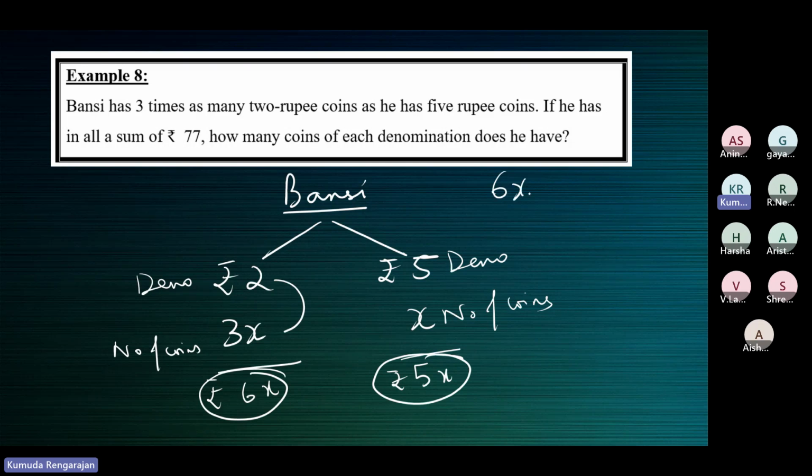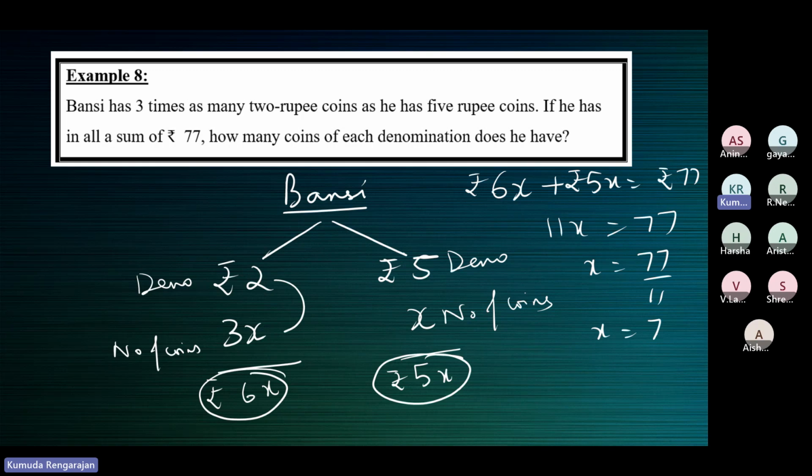So 6x rupees plus rupees 5x is equal to rupees 77, which means 11x is equal to 77. x is equal to 77 by 11. x is equal to 7. So x is 7 means he has 7 coins of 5 rupees and 21 coins of 2 rupees.